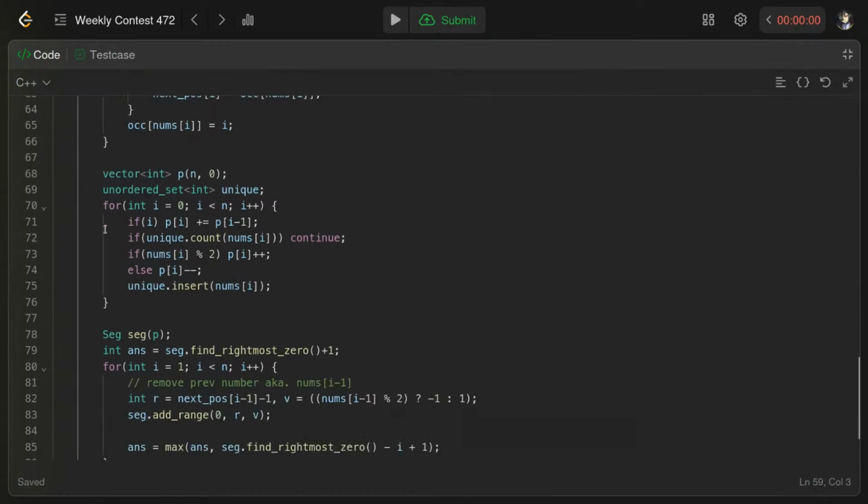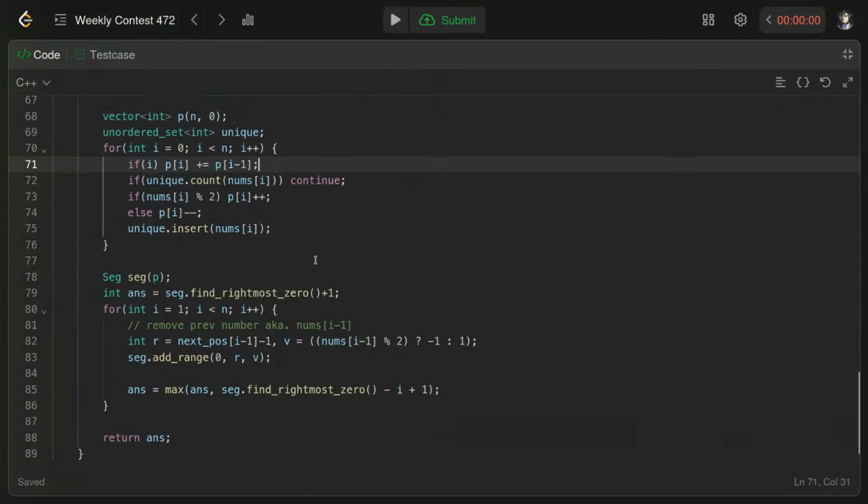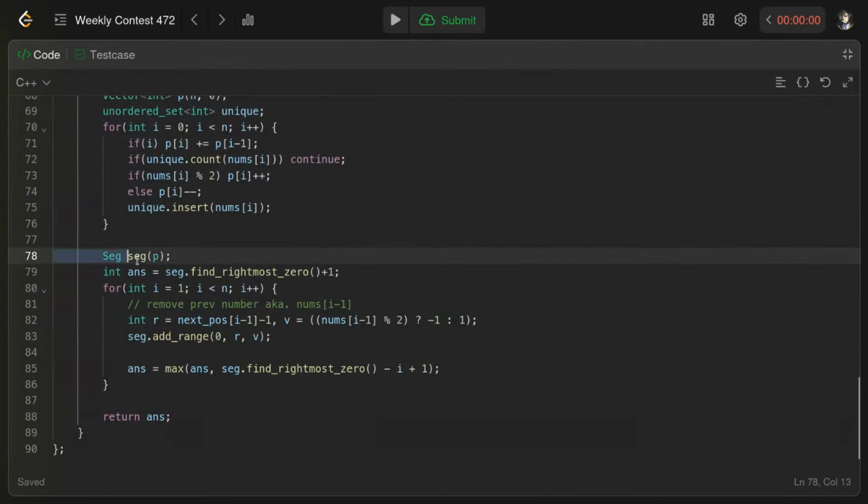And now I'm going to do the balance calculation or the prefix sum calculation. Here I just call it P for prefix. For each element, if it's an odd element and it's unique, I do plus plus. If it's an even element and unique, I do minus minus. Then the value gets set. Now here I define my segment tree on my array P, my balance array.